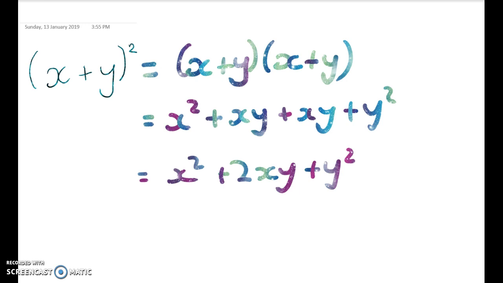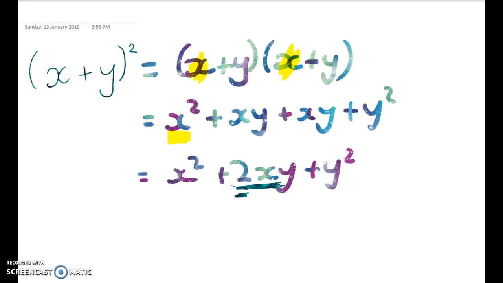What I want you to start thinking about is this combination here has got a coefficient of 2. And the key to understanding the binomial theorem is to start thinking about what these coefficients mean. So in this case, the first term, the x², happens when we take an x from here and an x from here. And there's only one way to do that. So there's one of those.